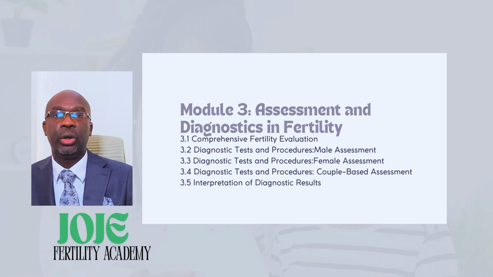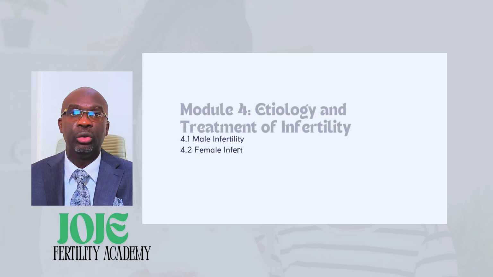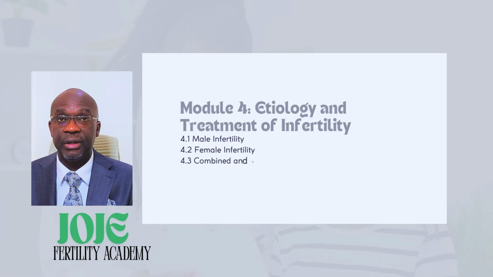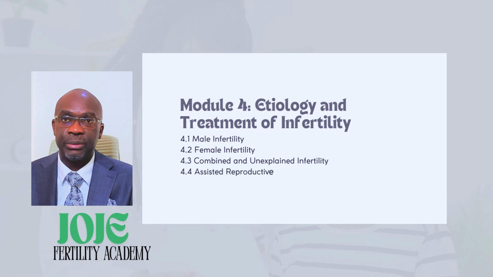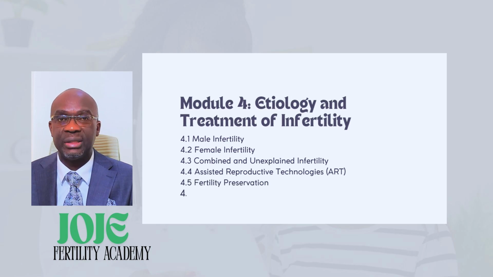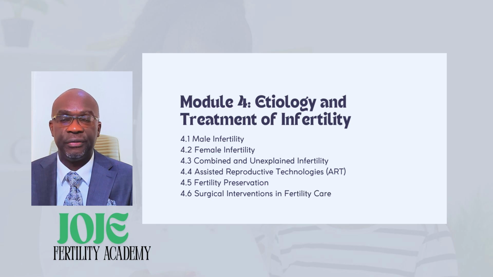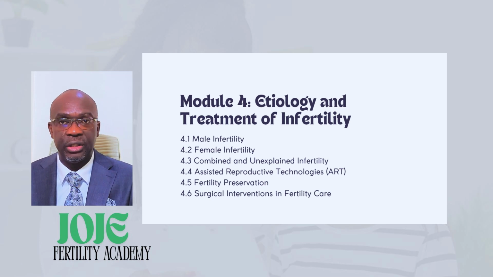In Module 4, we'll be looking at the etiology and treatment of infertility. Under this module, we'll look at the etiology of male infertility, of female infertility, combined and unexplained infertility. And then in Unit 4, we'll look at assisted reproductive technologies, ART. And then Unit 5, we'll look at fertility preservation. And then we'll conclude with surgical intervention in fertility care.